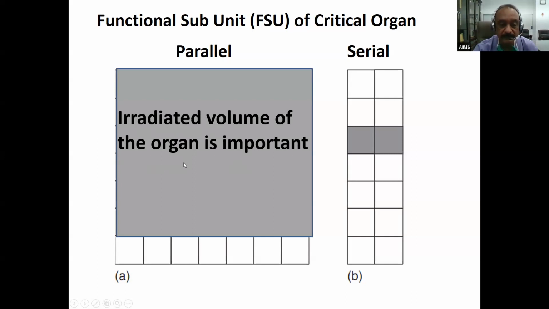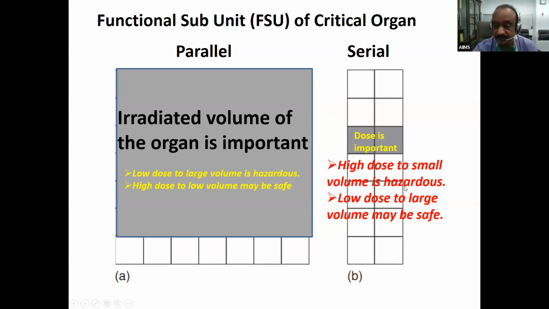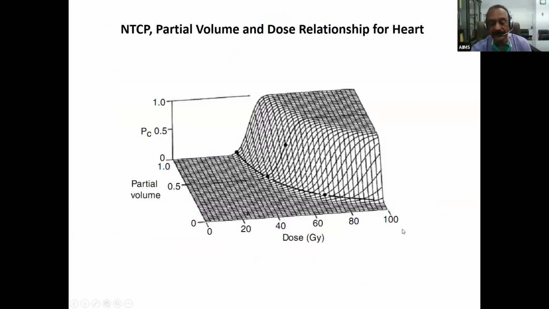So we can say the irradiated volume of the organ is important, and that low dose to a large volume is hazardous, but high dose to a low volume may be safe. And that is the reason, with this understanding, we are now able to treat liver lesions or lung lesions by SBRT, where we are delivering a very high dose of radiation, but to a lower volume. So this understanding enables us to do SBRT of liver and lung. While in a serial organ, point dose is important, and we can say that high dose to a small volume is hazardous, but low dose to a large volume may be safe.